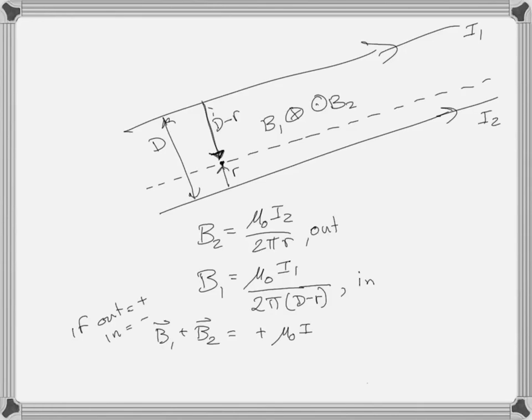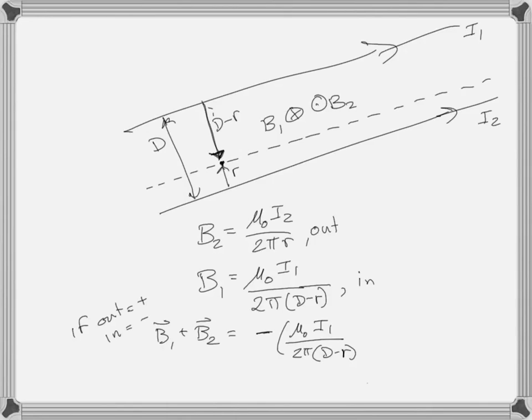Sorry, let me start again. I said out is positive. I meant to say in is positive. Doesn't matter. We'll keep out as positive since I chose that. In is negative. Then since B1 is in, it's going to be negative. B1 has a magnitude mu 0 I1 over 2 pi times d minus r.